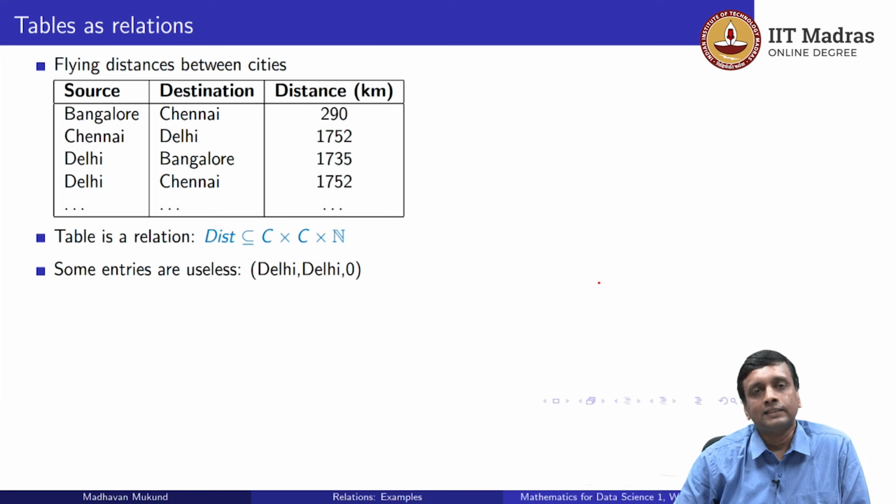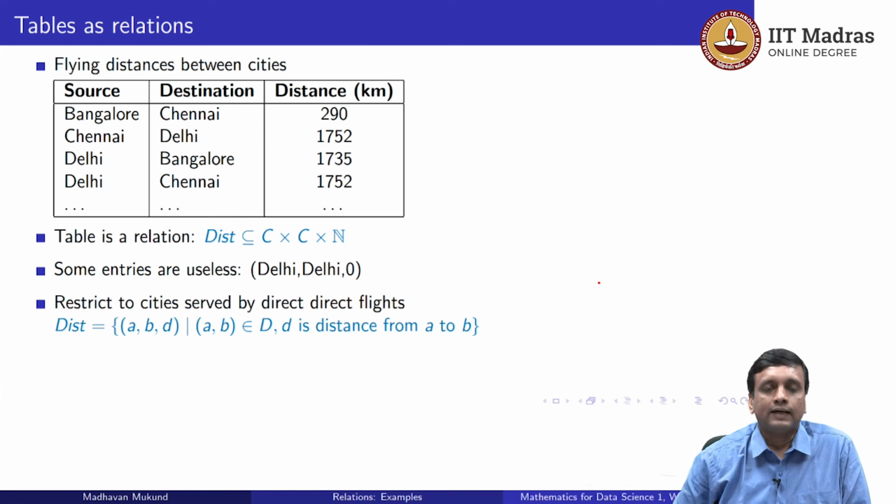As we said, some relations are useless, so we would not record them even though we know them. We know that for every city, the flying distance from the city to itself is 0. So, there is no reason to record it in the table. The other thing is that unlike our direct flights relation, this is actually a symmetric relation.